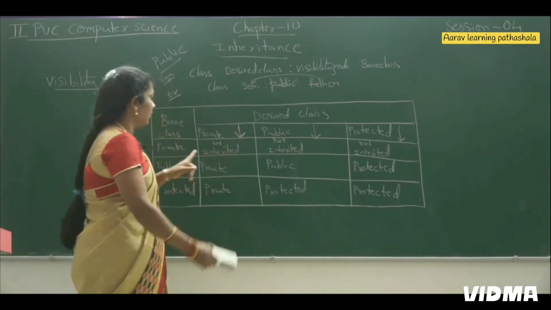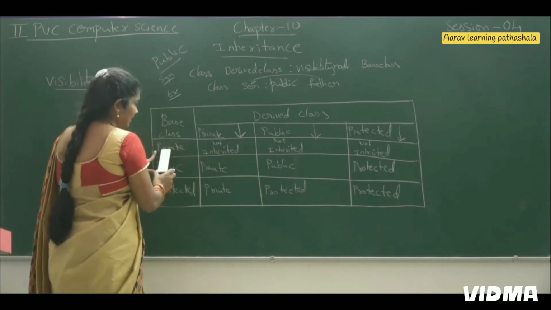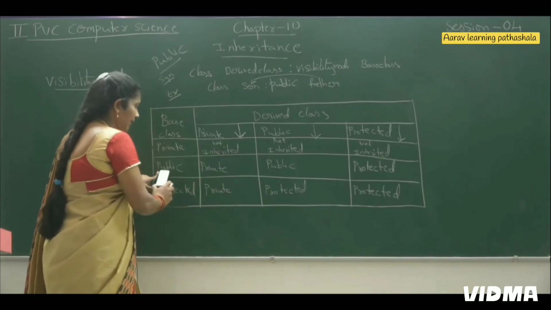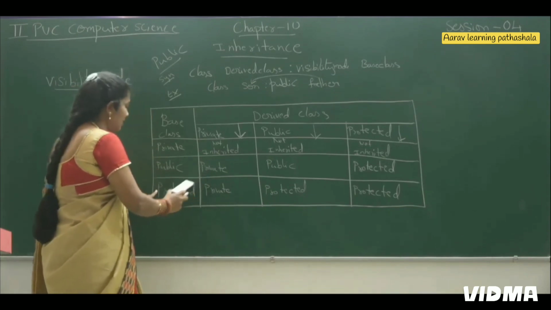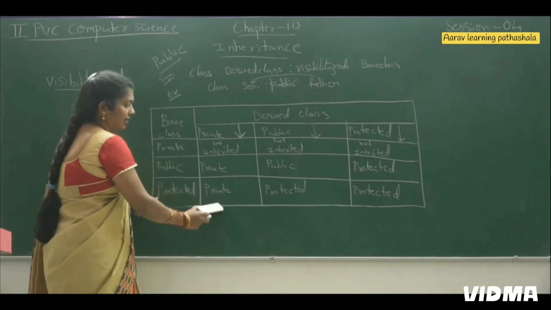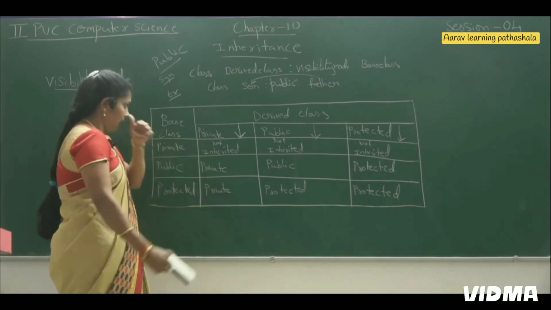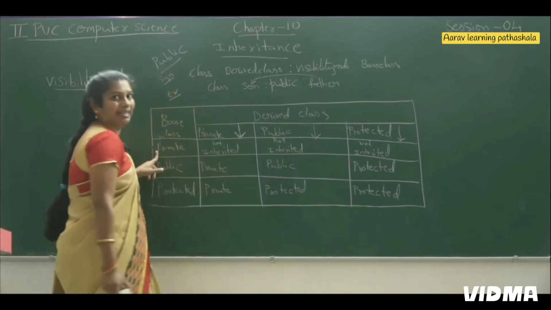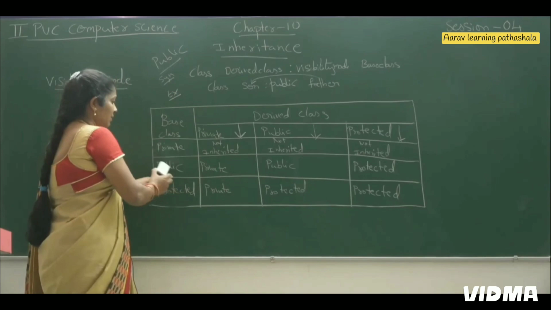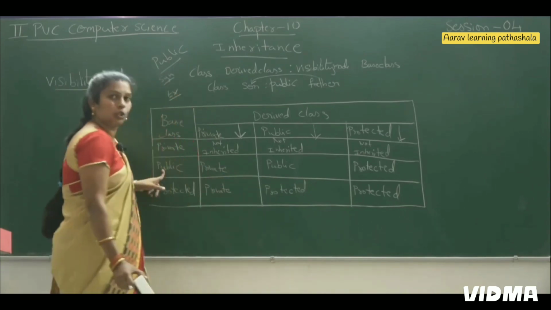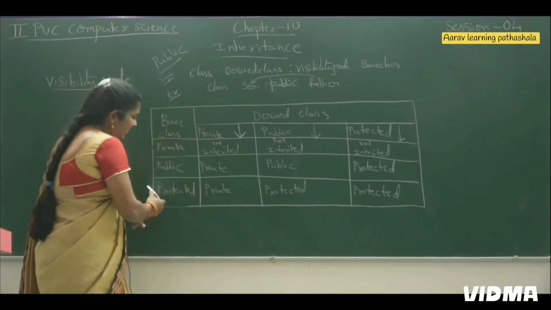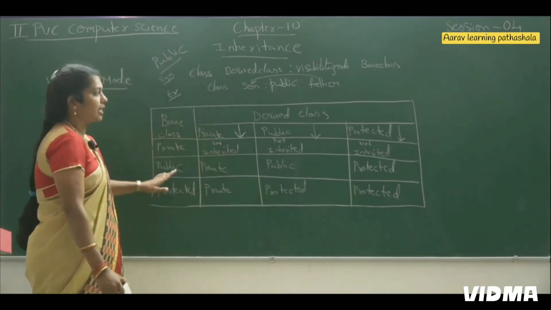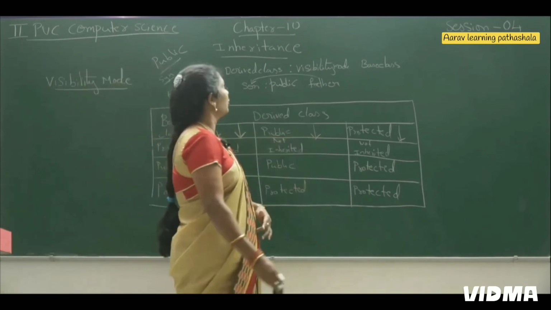Now is it clear? First point, in private inheritance, if the base class members are private, then in the derived class also they are not inherited. If they are public in the base class, then they become private in the derived class. If they are protected in the base class, then in the derived class also they become private. In public visibility mode, if the base class members are private, they cannot be inherited in the derived class. If the base class members are public, then in the derived class also they become public. If the base class members are protected, then in the derived class also they become protected. This is regarding public. Next, the last one is protected.